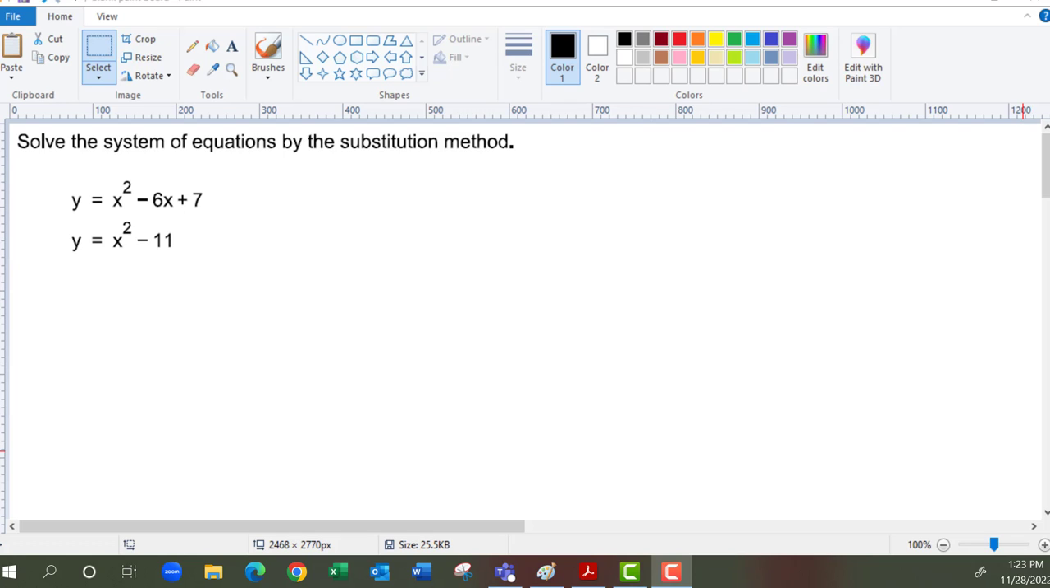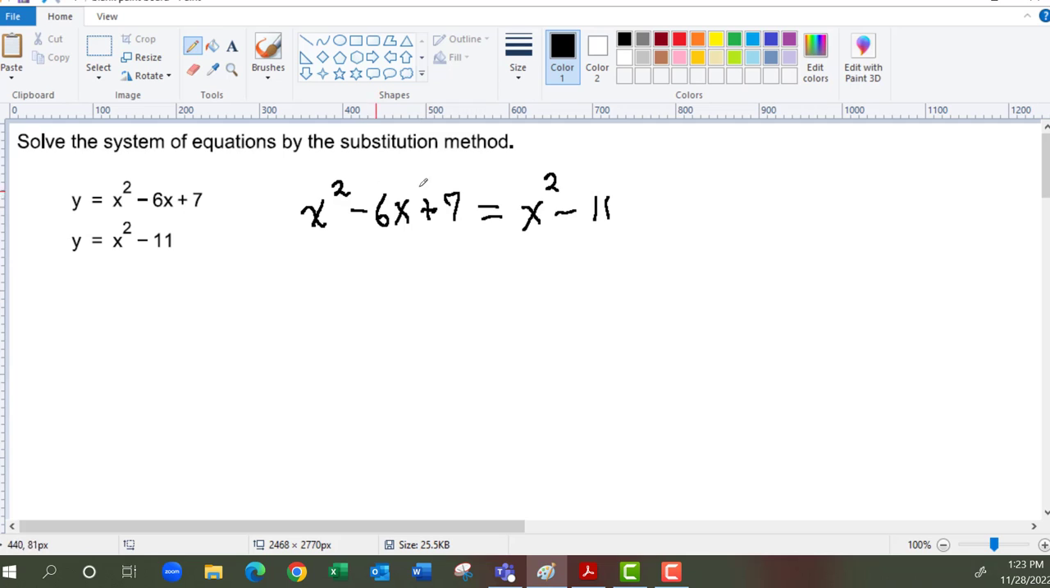Solve the system of equations by the substitution method. In this problem, since each of these equations is solved for y, all we have to do is set them equal to each other. x squared minus 6x plus 7 equals x squared minus 11.